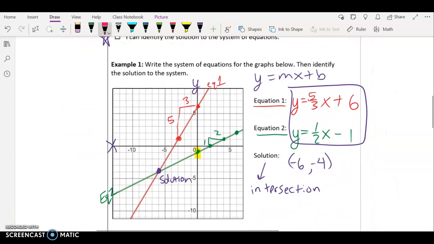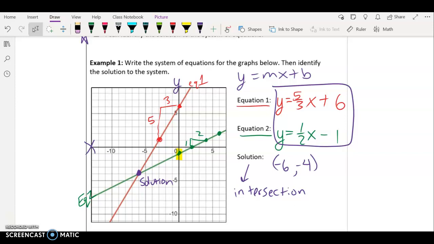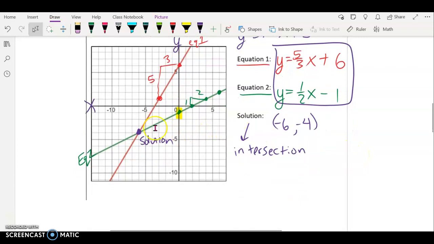We learned how to look at a graph and write the system of equations. Remember, a system of equations is the same as writing an equation for just one line, except this time we have two, so that's why it's called a system. We learned how to write them in slope-intercept form, and to identify the solution, which is the point where the two lines intersect.